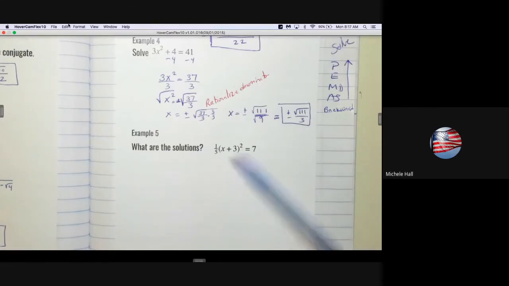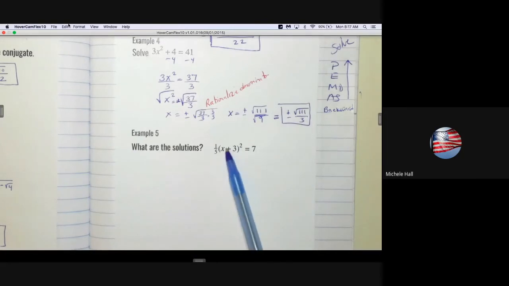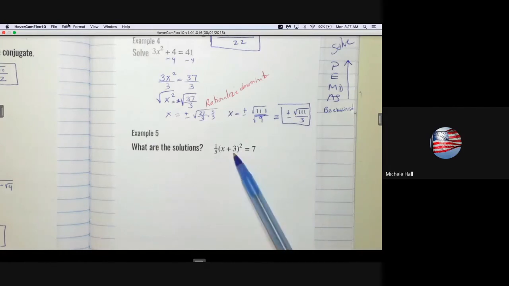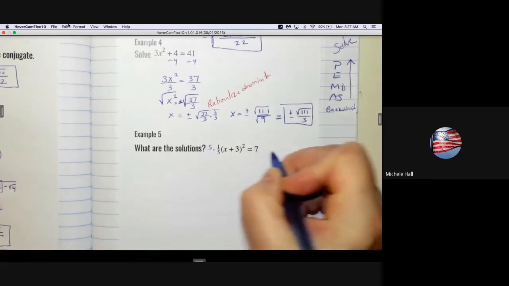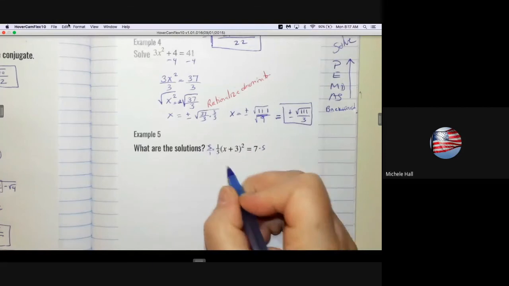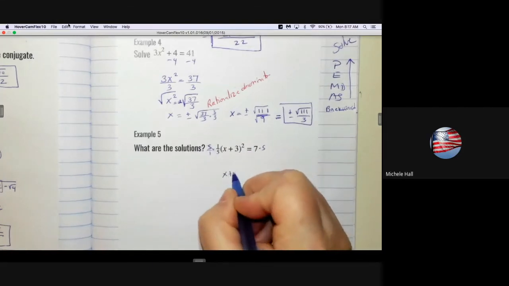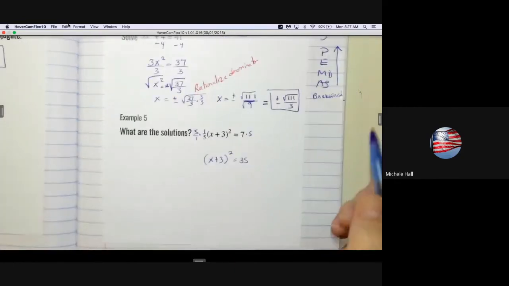Here we go with example 5. What are the solutions? Is there any adding and subtracting that needs to be undone? I see adding here, but it is in the parentheses. So that would not be there until we get to parentheses. Is there any multiplying or dividing? Yes, I see I'm being multiplied by 1/5. So I am going to multiply by the reciprocal, 5. And that cancels, leaving x plus 3 squared equals 35.